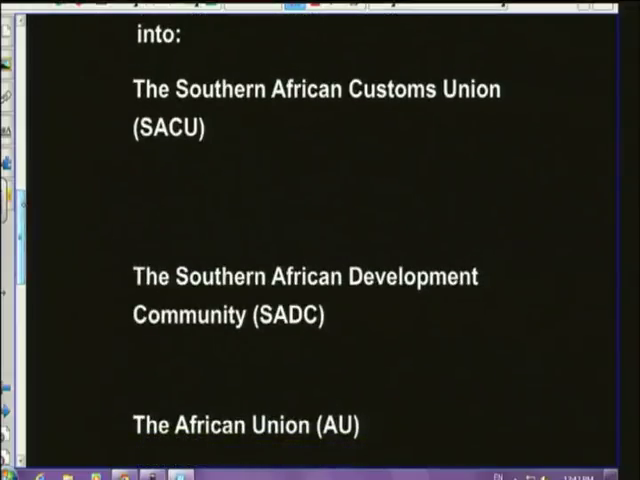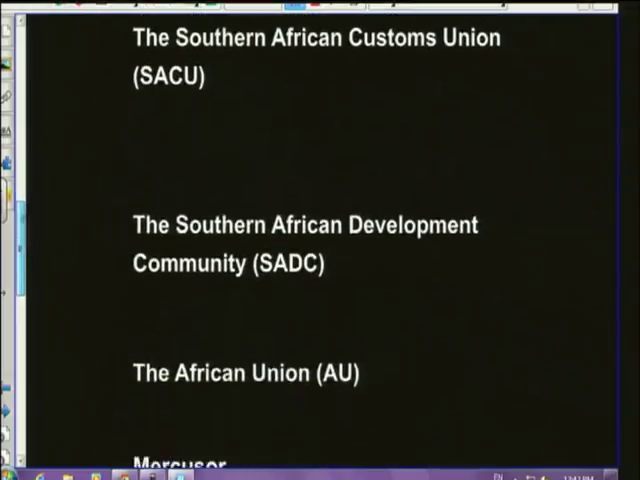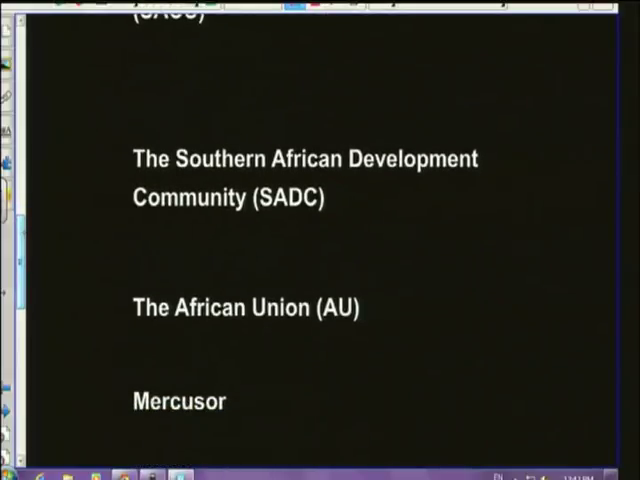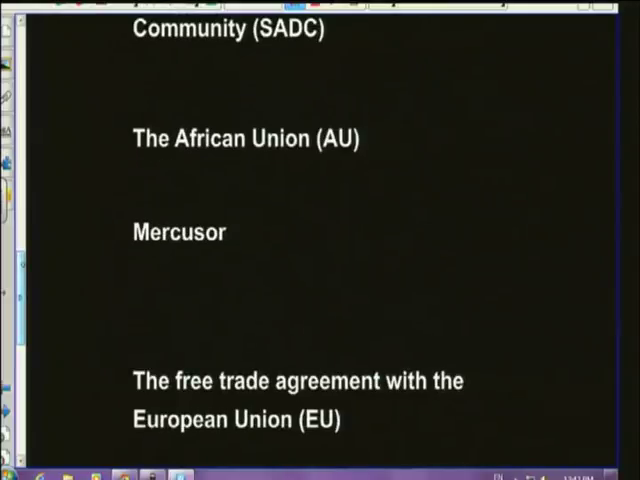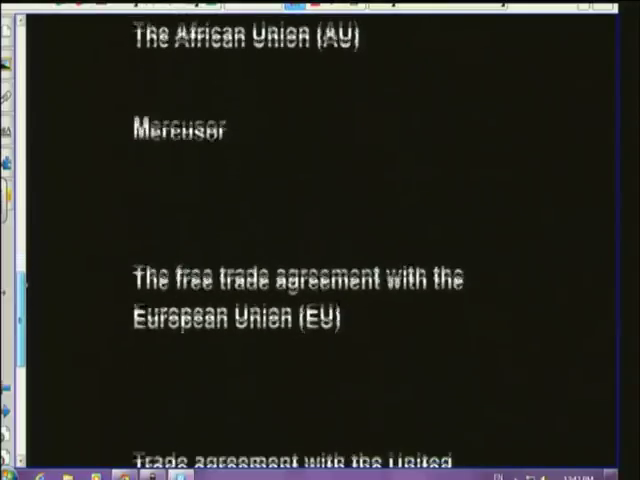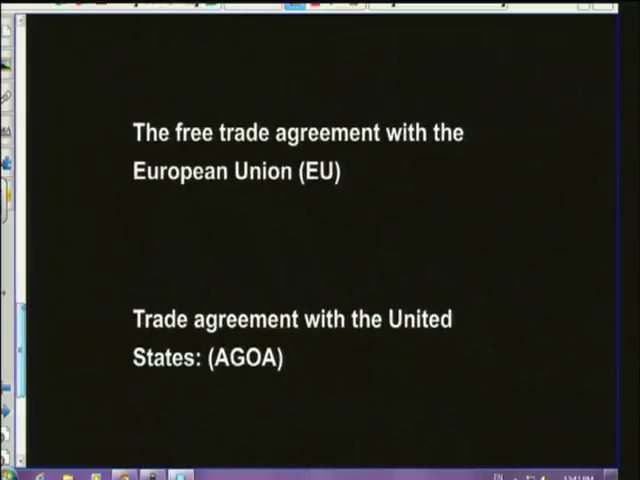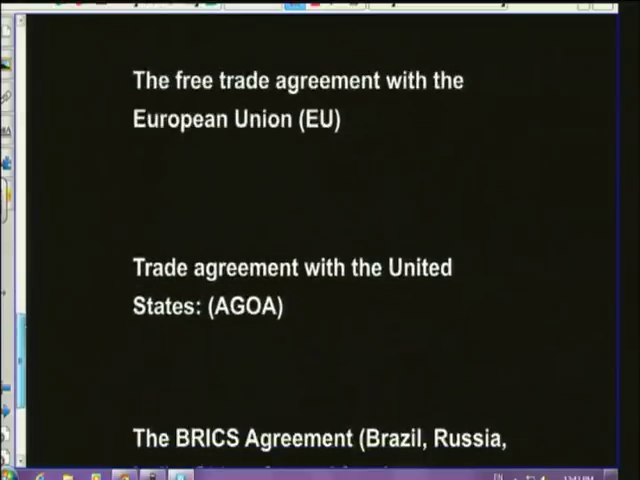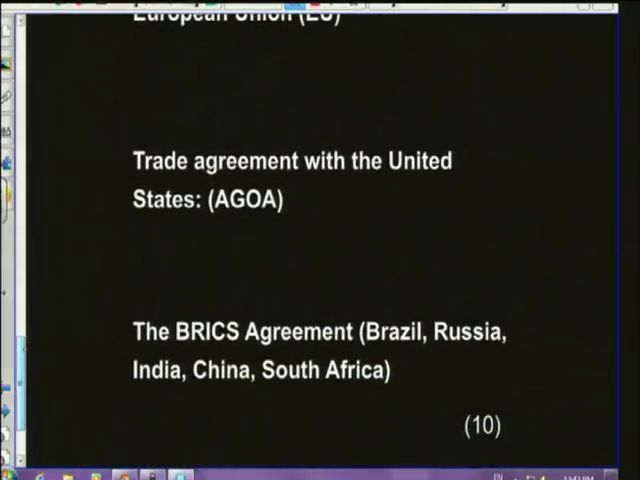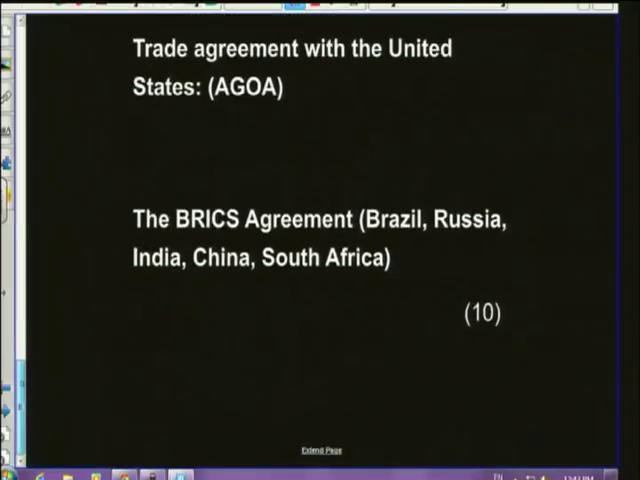These trade protocols include the Southern African Customs Union, the Southern African Development Community, the African Union, Mercosur, the free trade agreement with the European Union, and then there's a trade agreement with the United States, AGOA. You can also mention the BRICS agreement and make sure that you know the countries involved there: Brazil, Russia, India, China, and South Africa. And you just write one short sentence to explain what this agreement is all about.